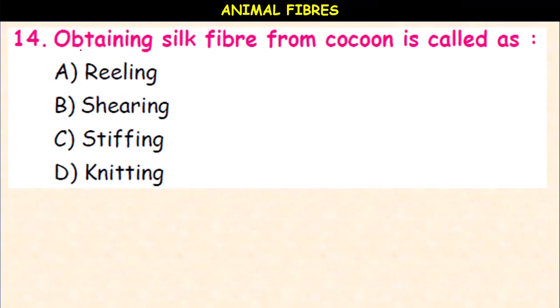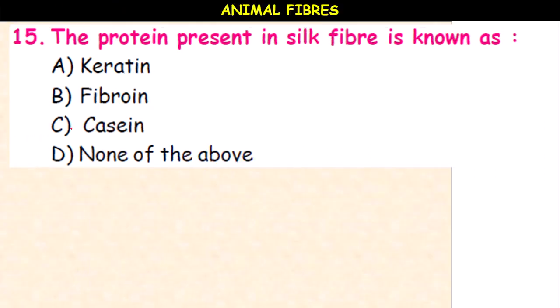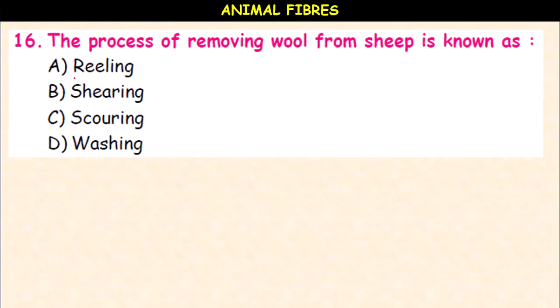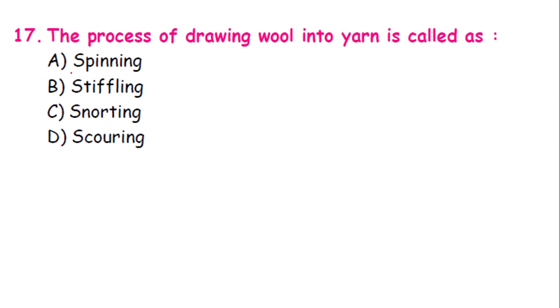Obtaining silk fiber from cocoon is called reeling, shearing, stifling, knitting. Stifling. The protein present in the silk fiber is known as keratin, fibroin, casein, none of these. Fibroin. The process of removing wool from the sheep is known as reeling, shearing, scouring, washing. Shearing.